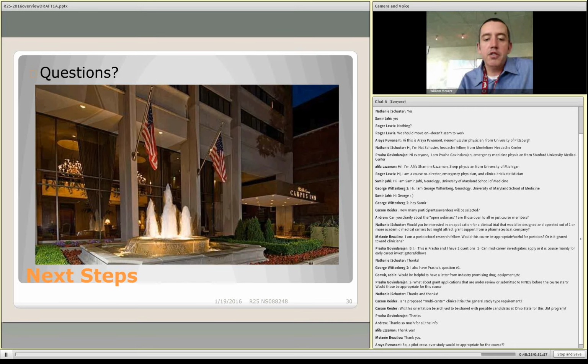And yes, a pilot crossover study would be appropriate for the course. Using those designs that are very efficient, where you can learn a lot from a small cohort of patients potentially, is really one of the key things in our course that we think is a strength. So that would be one of the types of studies.